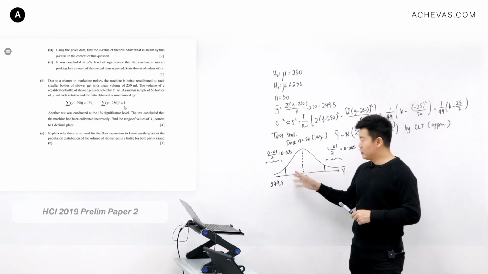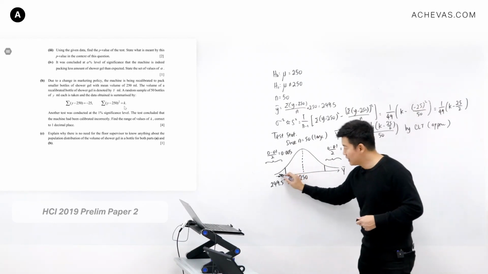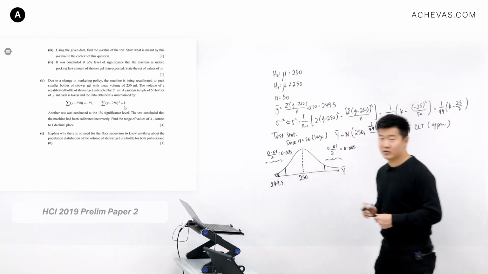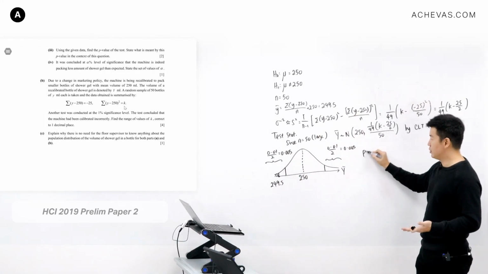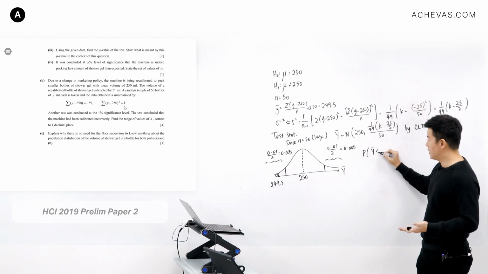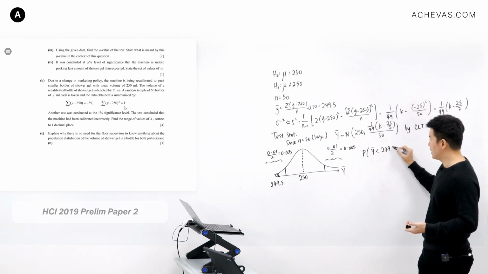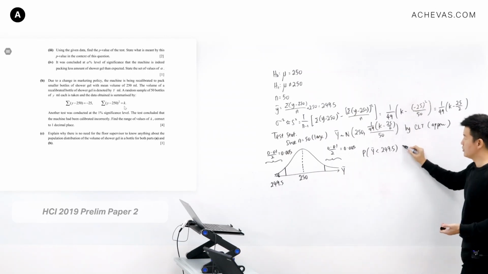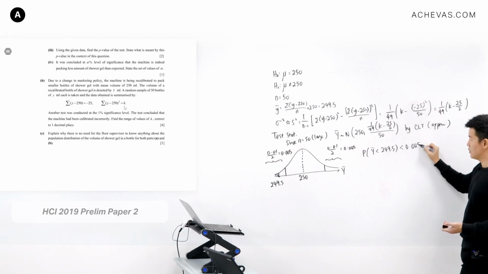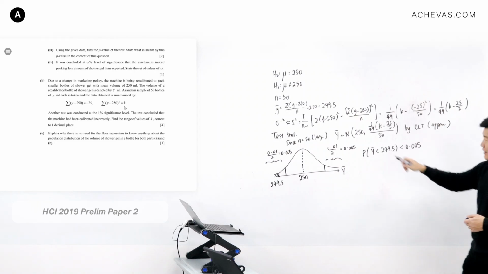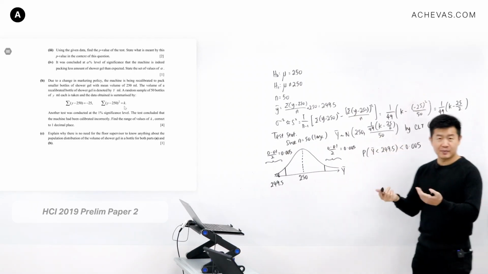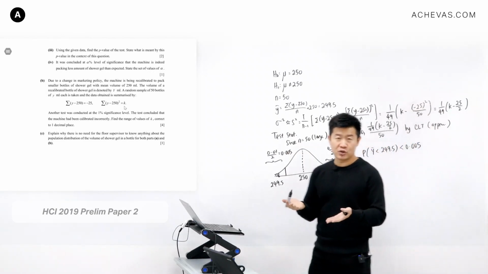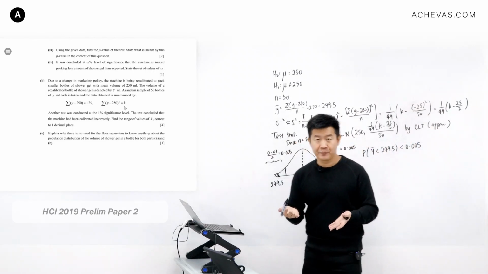So if I were to just gauge, I know that this area here is smaller than 0.05, and that's how I'm going to form my first inequality. So the probability that y bar is less than 249.5, this is going to be a number that is less than 0.05. And I have my distribution. I can just press my inverse norm to solve for the unknown k.